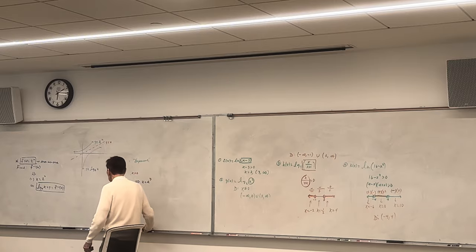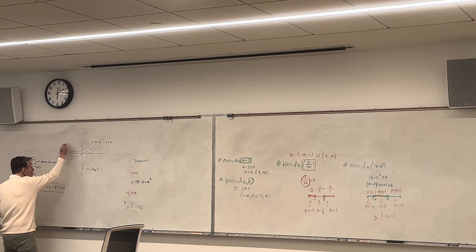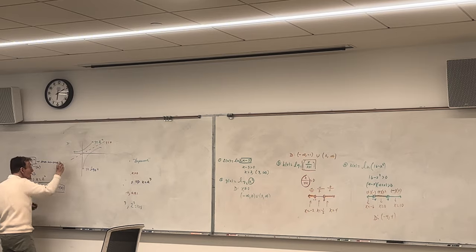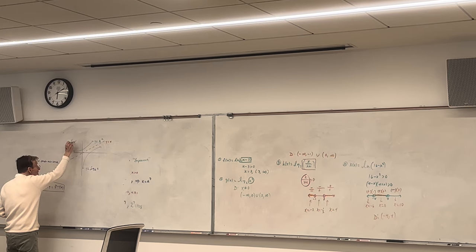Someone help me out here. Can someone look at the green graph and tell me what its domain is? If you go just based on the graph, what's its domain? From left to right. Is it open? Is it everything?